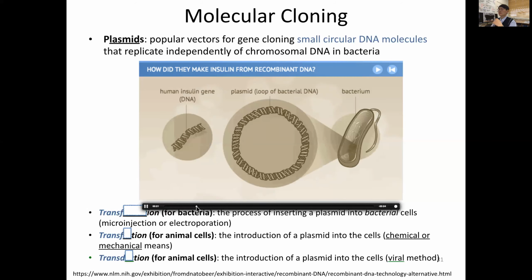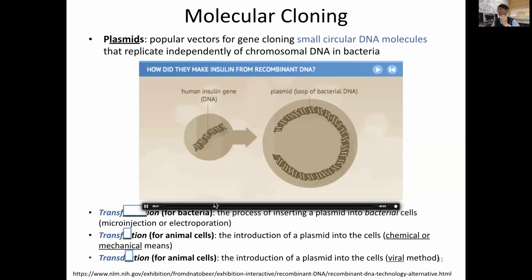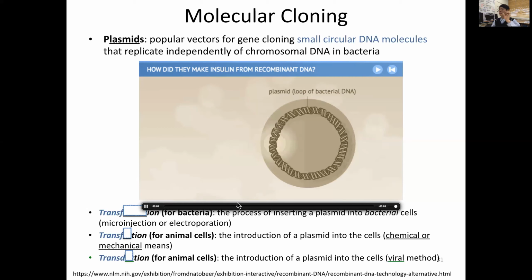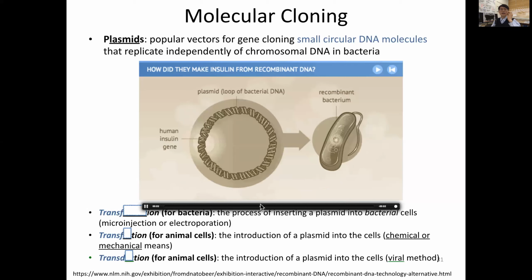So this is a human insulin gene, and there's a loop of bacterial DNA which is inside the bacterium. Now, by inserting the human insulin gene, this DNA segment, into a plasmid vector, which is a loop of bacterial DNA, we create this. So now this is recombinant DNA, which carries a foreign DNA, and this is a plasmid. And we can throw it into bacteria, where it exists independently as a DNA plasmid inside the bacterium, so a recombinant bacterium.